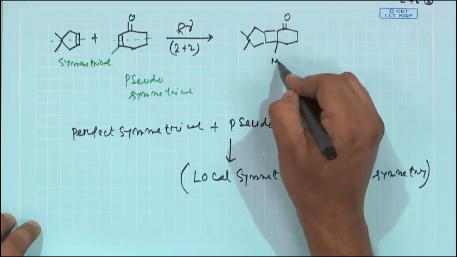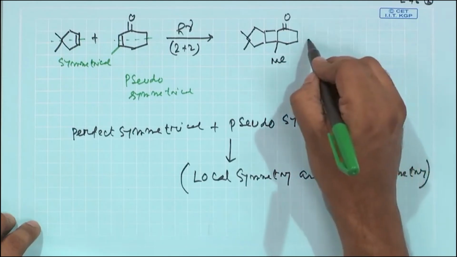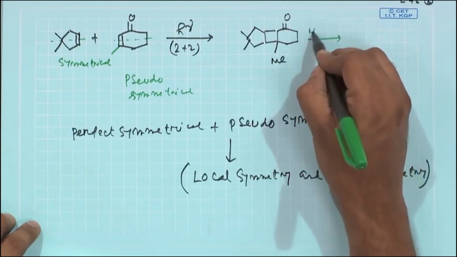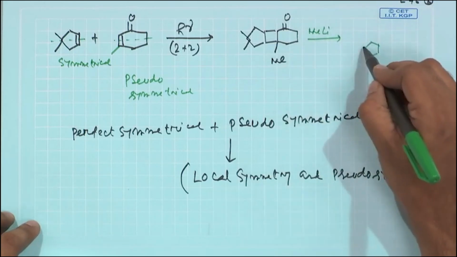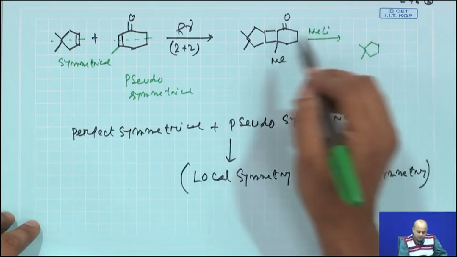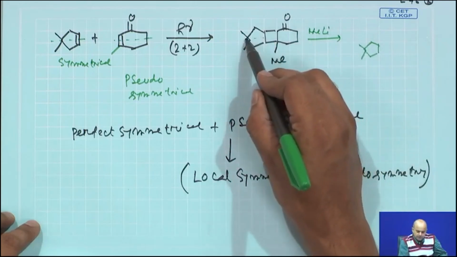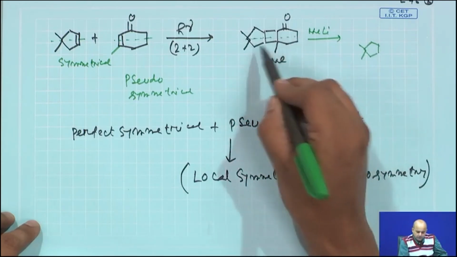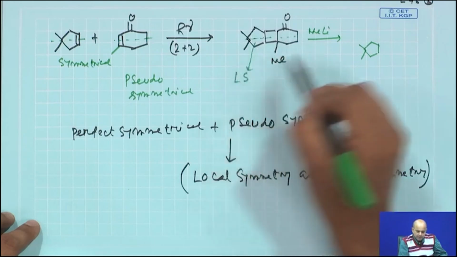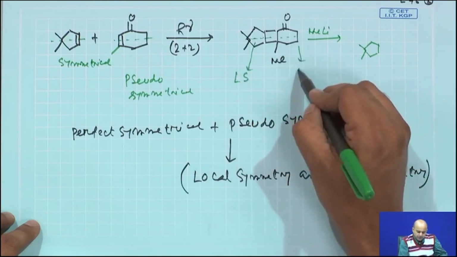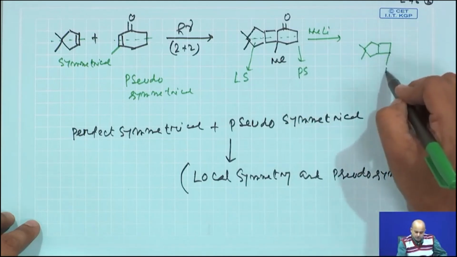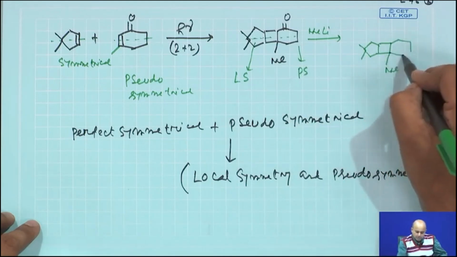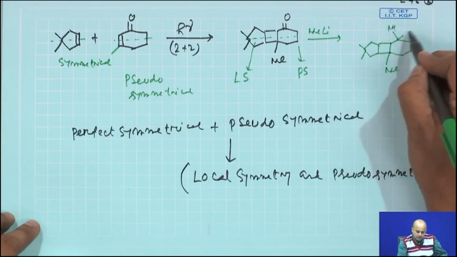So, fine, initially you do this 2 plus 2 reaction. Okay. Now, what next? As the situation demands, you must react with methyl lithium to get the other methyl part. So, now you see after the initial 2 plus 2, this part is local symmetrical and this part is pseudo symmetrical. This part I call LS, local symmetry, and this part pseudo symmetry. Okay. So, now you do this methyl lithium addition, you have this methyl OH.